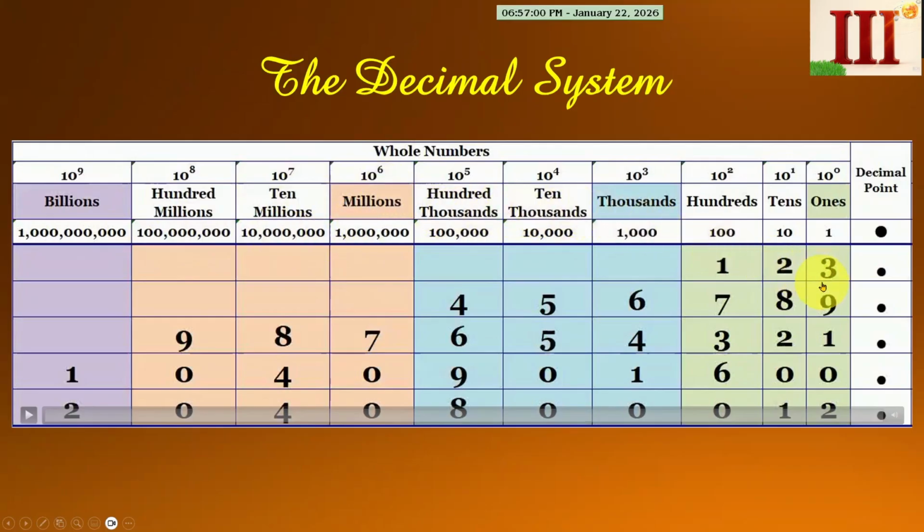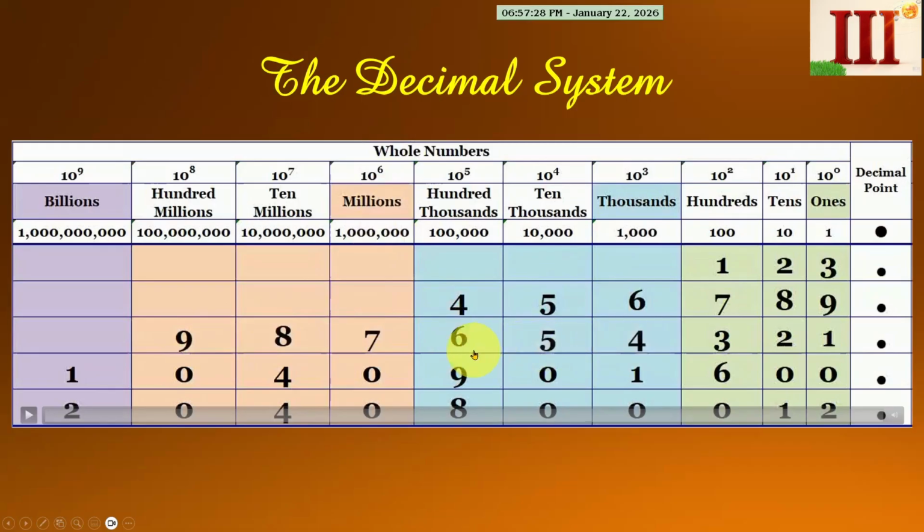So the way we would read this number is this. If we look at this, we're reading the number in green. This is 123. When we get to this number in the blue section, we have to say thousand. So this is 456,789. When we get into this section, we have to say millions.